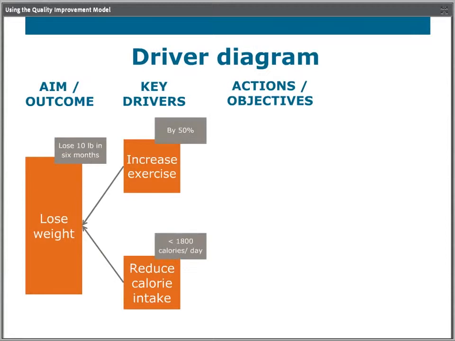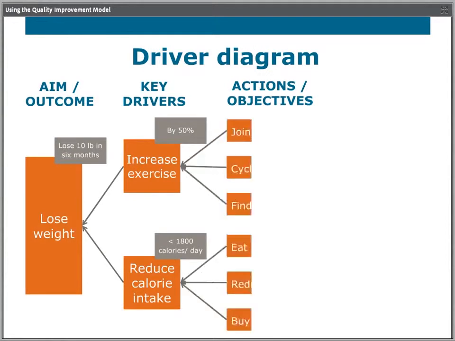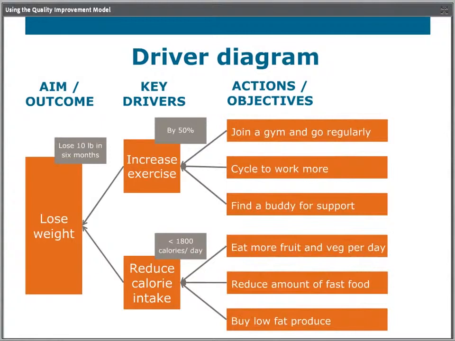And then for my actions, my objectives, I'm asking, what do I need to do to create these conditions? So I've come up with a few that I really should do that are going to help me increase my exercise. Join a gym and go, cycle to work more, maybe find a buddy for support who I can go running with. And then to reduce my calorie intake, I've got a few ideas here. I could eat more fruit and veg a day. I could reduce the amount of fast food that I eat. I could buy low-fat produce.